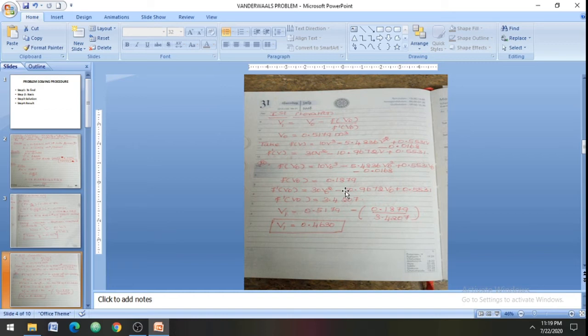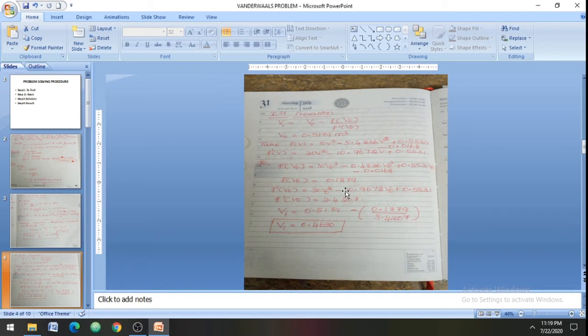So first we have the cubic expression 10 V cube minus 5.4836 V square plus 0.5531 V minus 0.0168. We assign this as f of V. Take f of V equal to this expression. Then we differentiate this expression, which is called f dash of V.